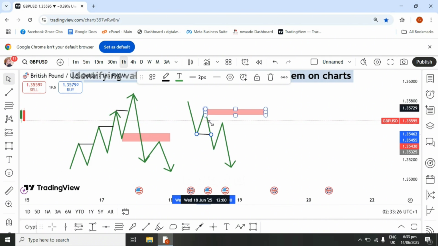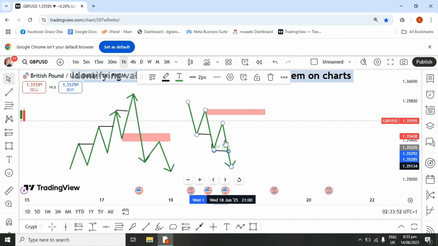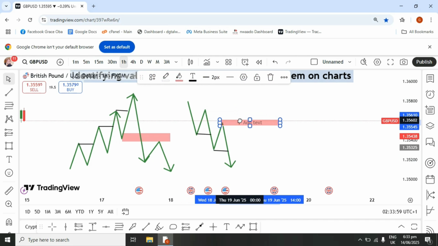Now when it rallied down, it still respected this order block, as far as it didn't trade beyond it. It stopped here, then retraced down, and this is the origin of this swing. So I'll just take this way. This is the origin of the swing.